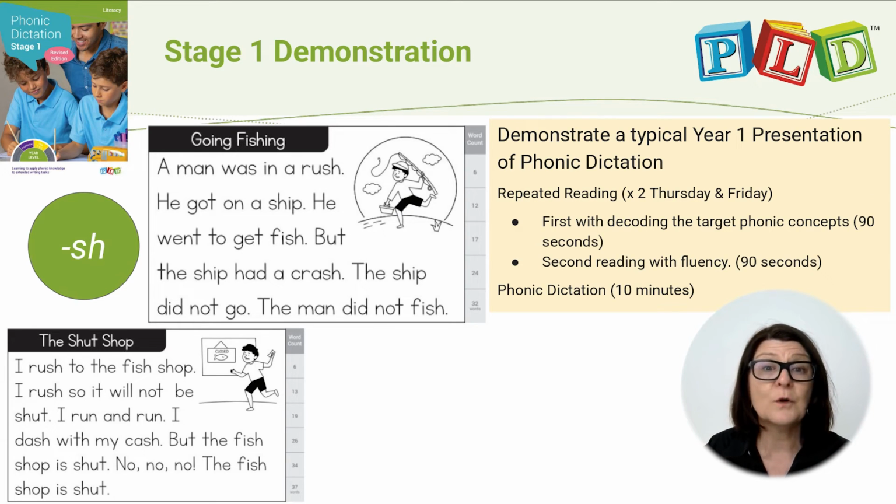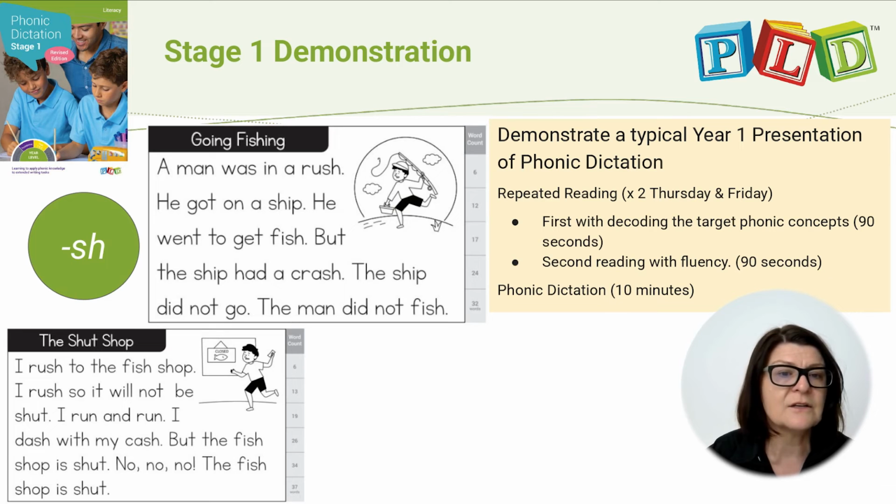A man was in a rush. He got on a ship. He went to get fish. But the ship had a crash. The ship did not go. The man did not get fish.